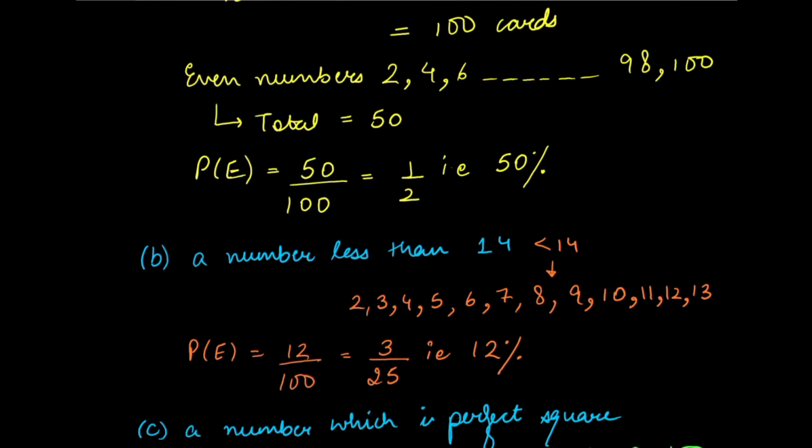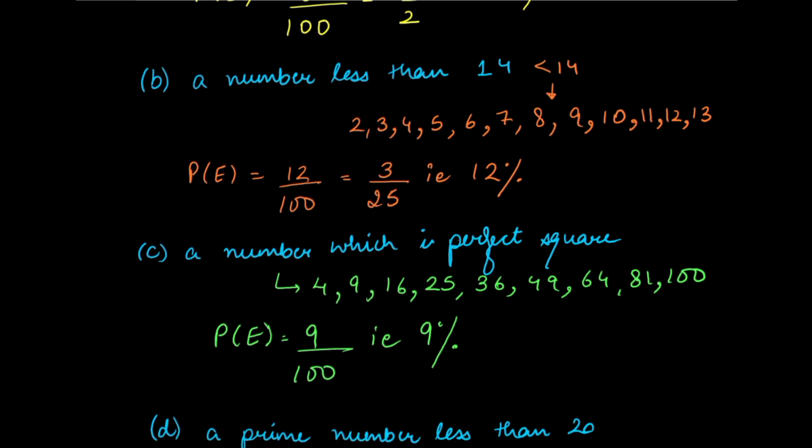Next is a number less than 14. Less than means not equal to, so we will not include the number 14 itself. So how many numbers are there that are less than 14? There are 12. So the probability is directly 12 by 100.